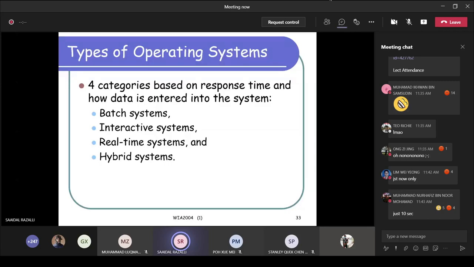So there are four categories of operating systems based on response times and how data is entered. You have a batch system, last time with vacuum tubes and so on, serial jobs. Then an interactive system, which is an extension of serial, but you can run multiple jobs, though limited. And you have a real-time system, which is very fast. And you have a hybrid system, which is the modern use, a combination of batch, interactive and real time, or some two or three elements of these types of operating system. So mostly now operating systems are hybrid systems.